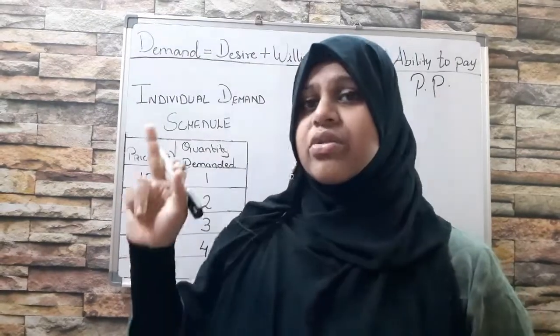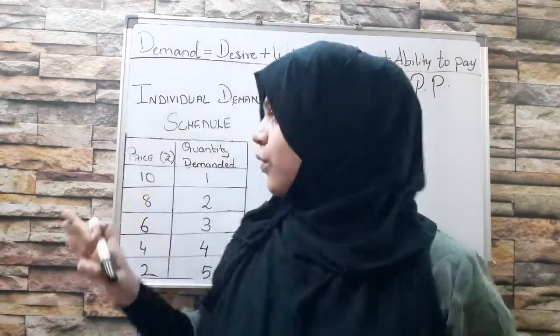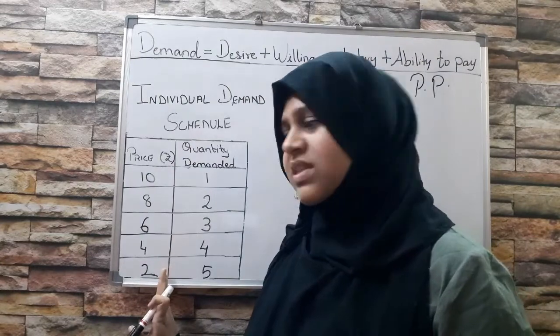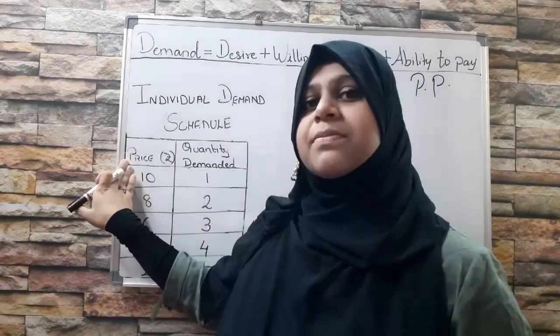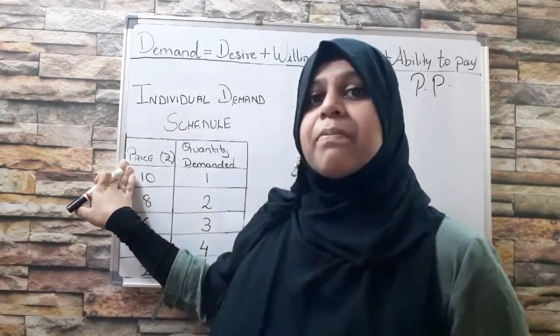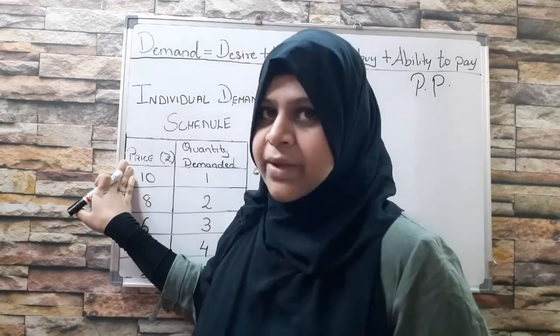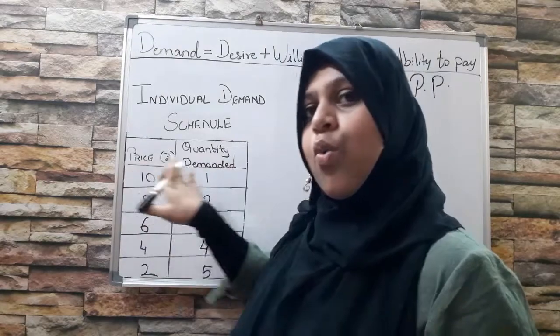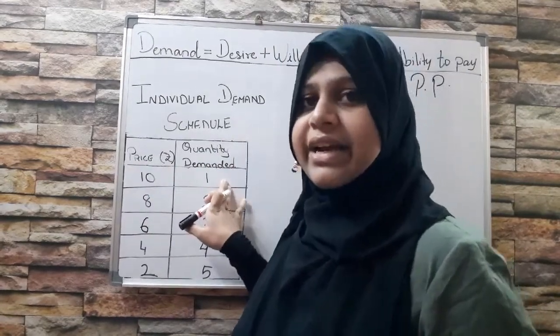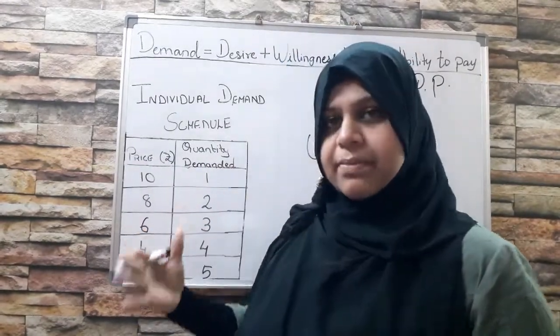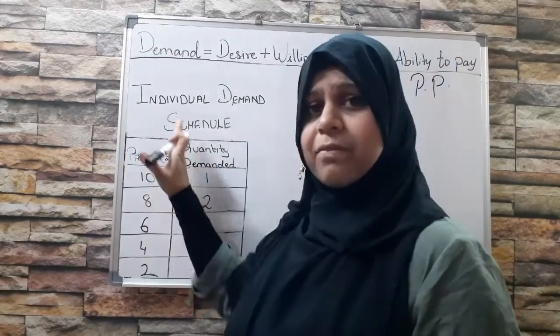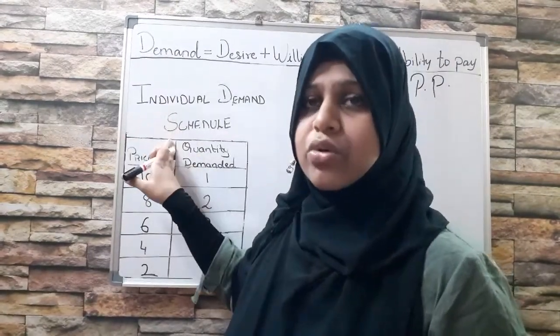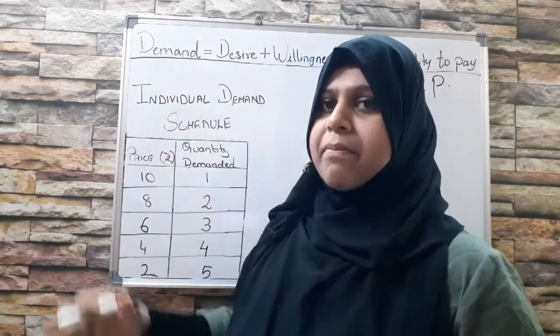A schedule is just a table which is divided into two columns. One column shows the price of a particular commodity, and the other column says at this price what is the quantity that is demanded. Very simple. With the help of this demand schedule, you are going to make a demand curve.